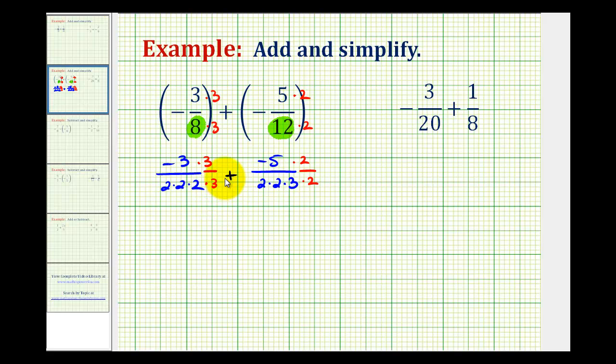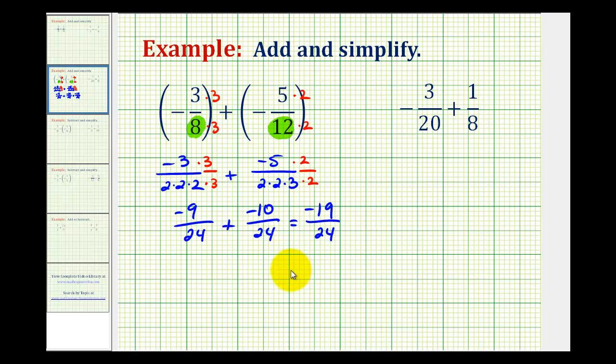Let's go ahead and rewrite this one more time. This is going to be negative 9 all over 24, plus this will be negative 10 all over 24. So the denominators will now stay the same, and we add the numerators. So negative 9 plus negative 10 is equal to negative 19.